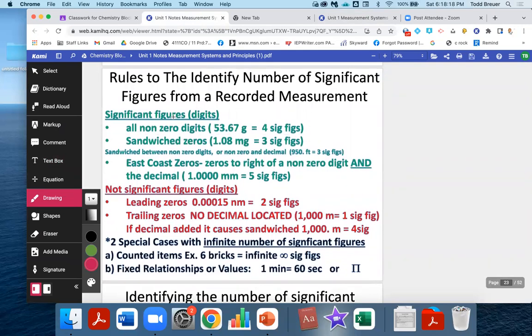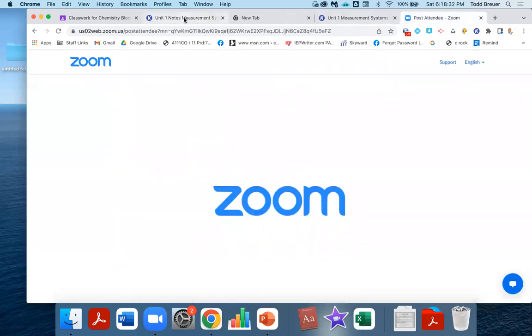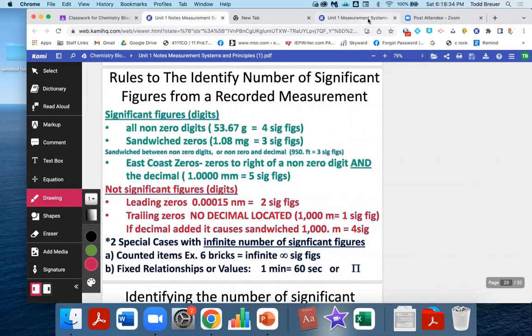Our rules in green are our zeros that we count as significant. And our rules in red are our zeros that we say, yeah, they're not really significant to the measurement. So let's go back and take a look at the examples that we are working with here.